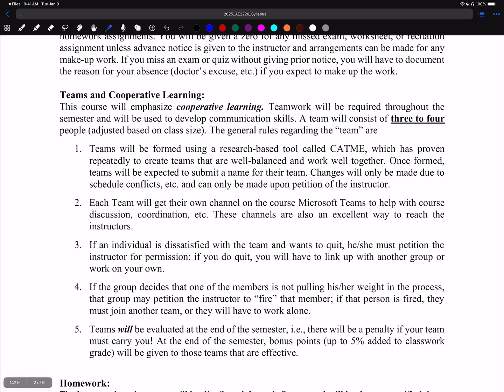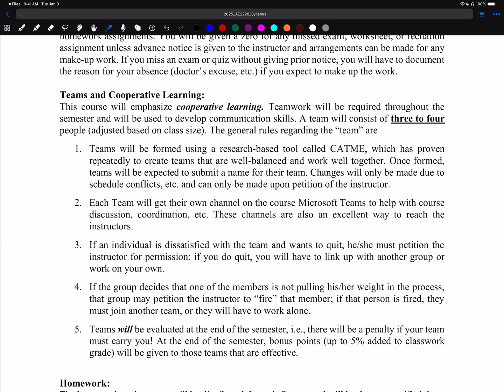In this class, we're going to emphasize cooperative learning, and that means that teamwork will be required throughout the semester as a way to develop communication and interpersonal skills. Teams are going to be 3 to 4 people. In this class, as of the recording of this video, we have enough people such that we will only have teams of 4.